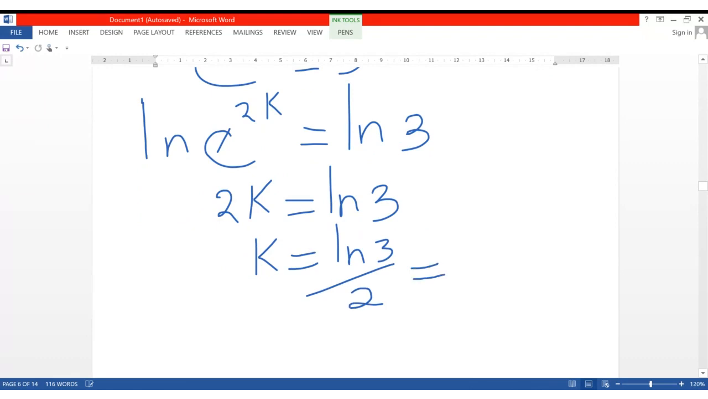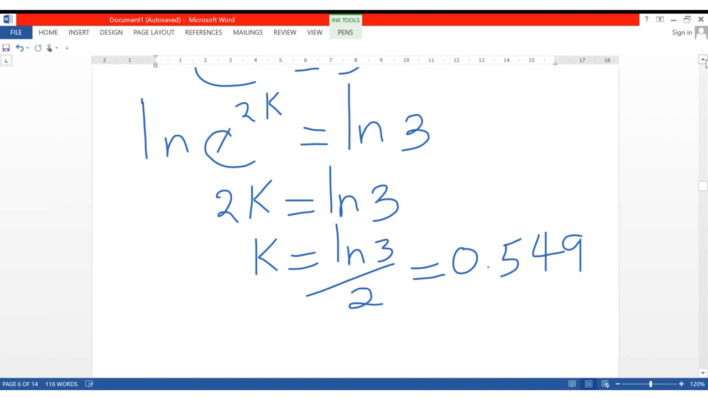I go back to my scientific calculator. ln 3 divided by 2. So I'm ending with 0.549. I can work with that 0.549. That's what I have. So I've gotten the value of one of the constants, k. Now I need to go back and get the value of the other constant, a.